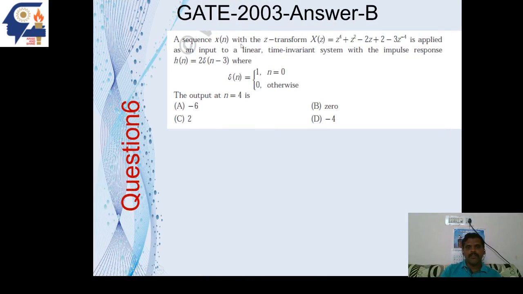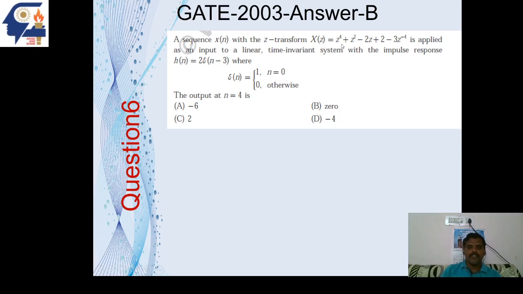So it is a GATE 2003 problem. A sequence x of n with the given Z transform is applied as an input to a linear time invariant system with impulse response h of n. That means the input is given in terms of Z transform, but the impulse response is in terms of a sequence, in the time domain. They are asking what is the output at n equal to 4, that is, the output in the time domain. The impulse response is also in the time domain, but the input is in the Z domain.